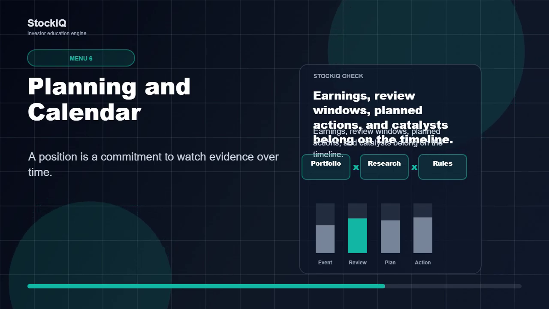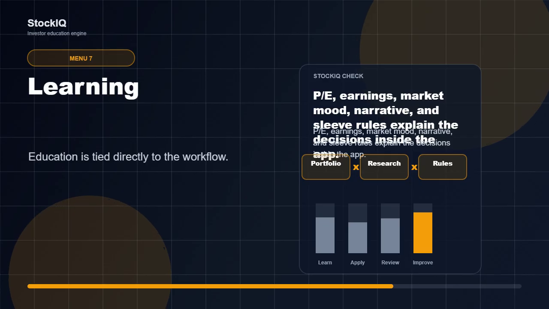That is why StockIQ has override friction. If a sleeve changes, the app requires a reason and logs the change. The goal is not to make investing rigid. The goal is to make rationalization visible. Most platforms help you see the market. StockIQ helps you see your own decision process. That is the real edge.